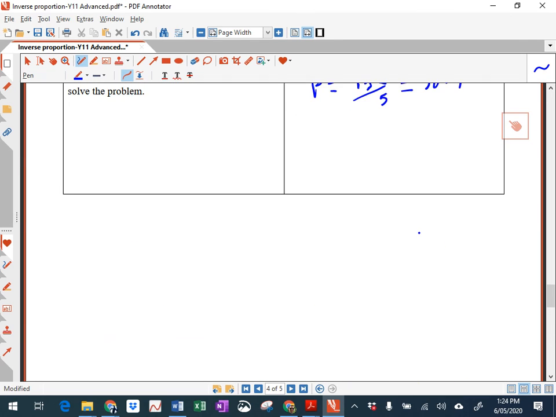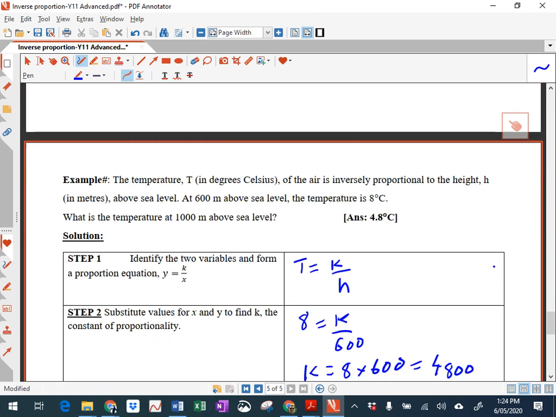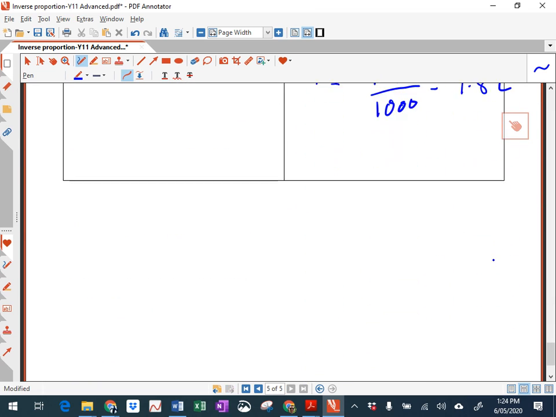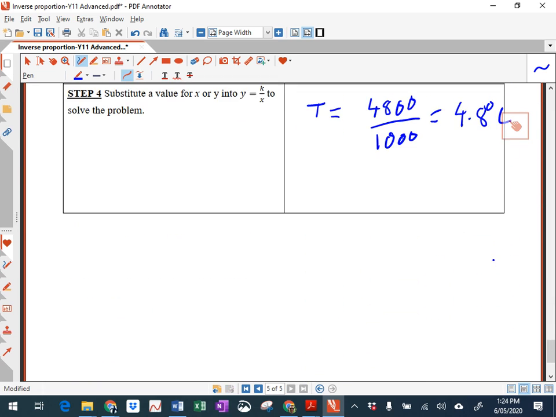Okay, so both questions there followed the same method. So make sure all of that is copied down, and then you can start the exercise.